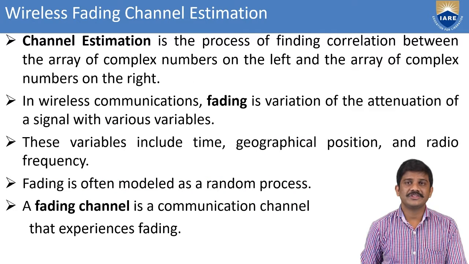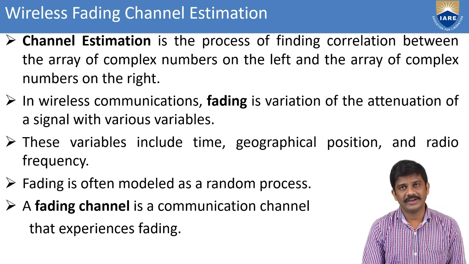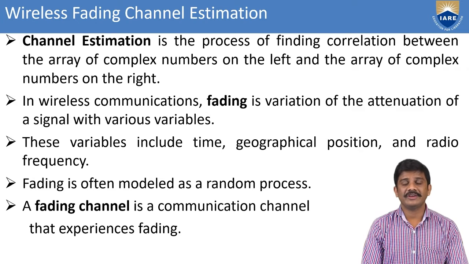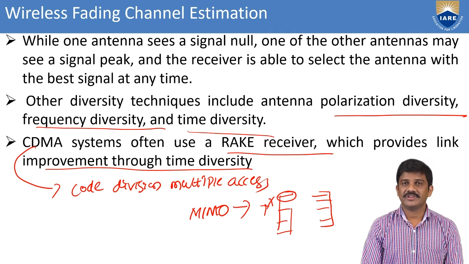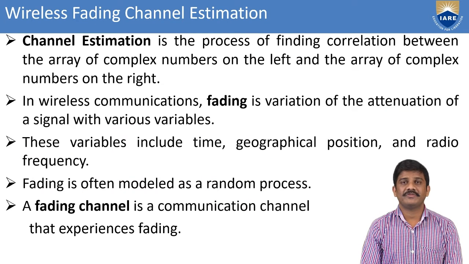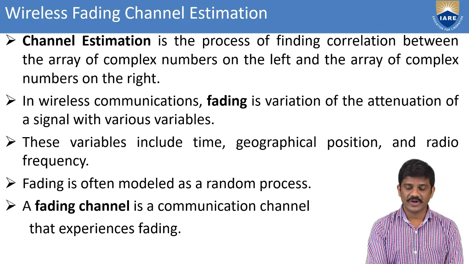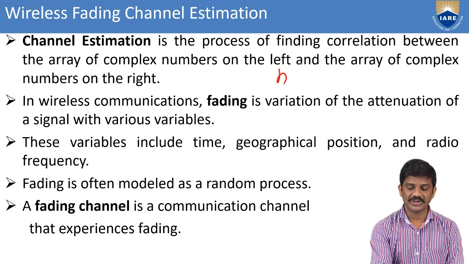This comes under channel estimation. Our topic is wireless fading channel estimation. Fading is compensated by diversity. We have different diversity techniques: polarization diversity, frequency diversity, and time diversity. Then we can compensate for the fading. Coming to channel estimation, we have to find the H value, where H is the channel coefficient.